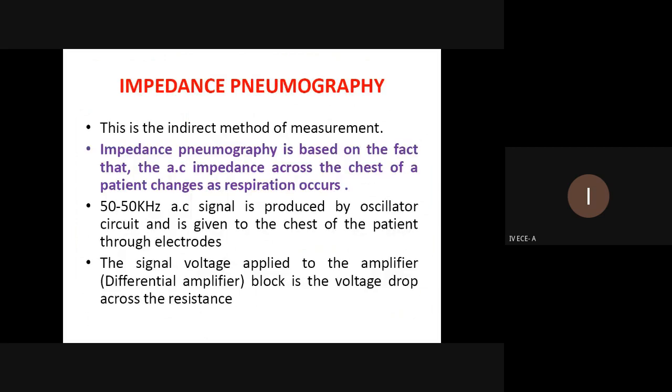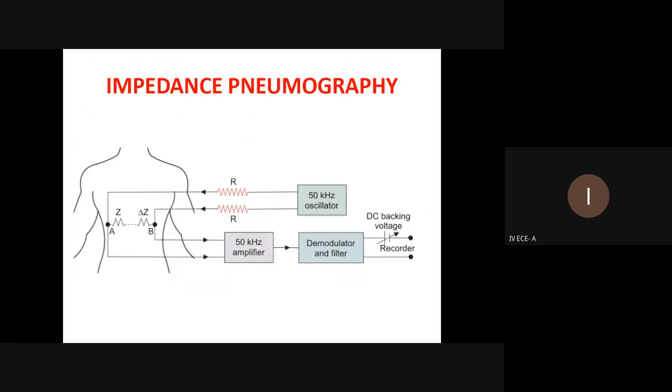Then impedance pneumography. This is an indirect method of measurement. Impedance pneumography is based on the fact that the AC impedance across the chest of a patient changes as respiration occurs, at 50 to 50 kilohertz. An AC signal is produced by an oscillator circuit and is given to the chest of the patient.